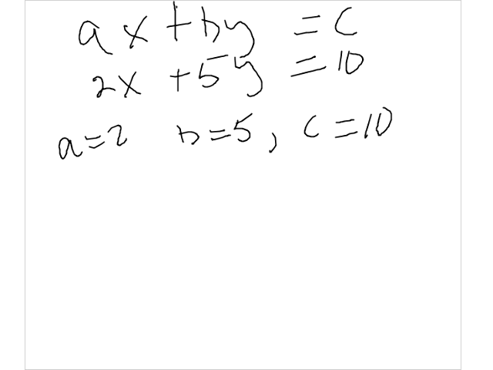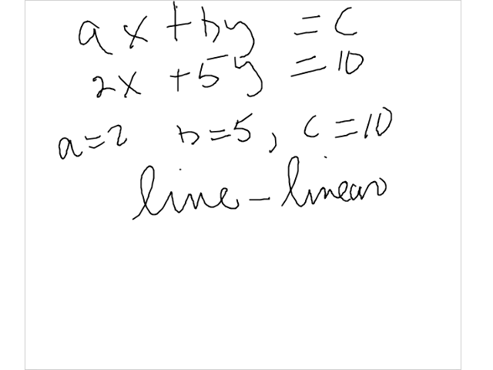As a reminder, the 2 in front of the x and the 5 in front of the y are called coefficients. So we could identify these coefficients as I just did with a equal to 2, b equal to 5, and c, the constant term, is 10. Then the next thing they want us to know is that this will determine a line, or as we call it, a linear equation.